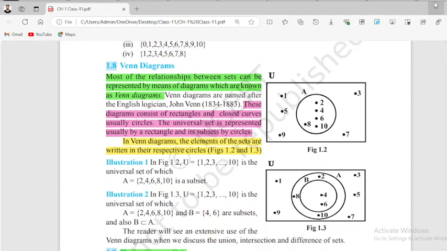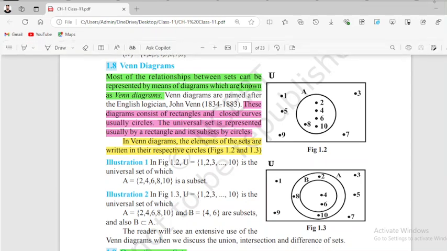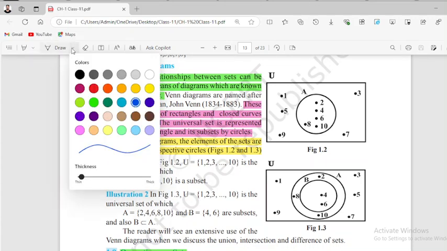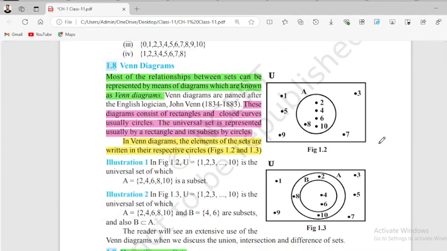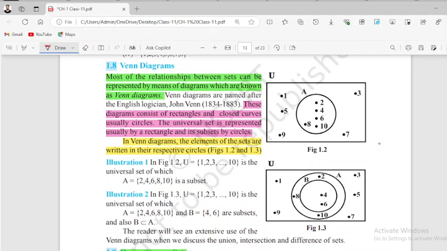Today we will discuss the Venn diagram. In the series of this discussion, we have discussed different types of sets and why we need the Venn diagram in this chapter. Let us understand.